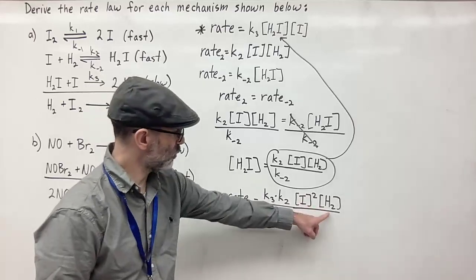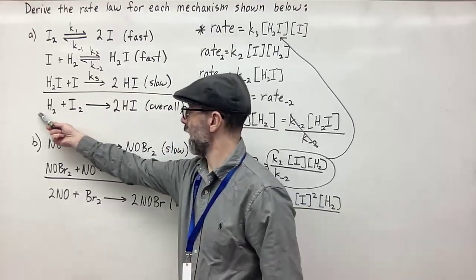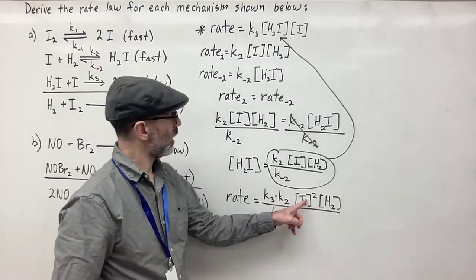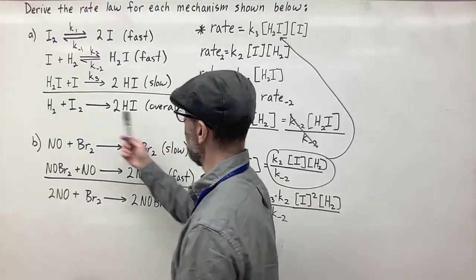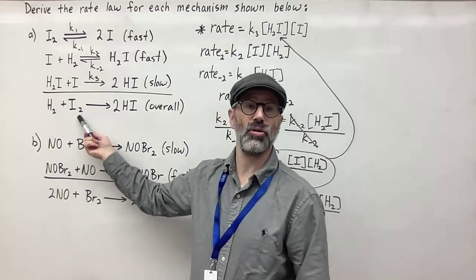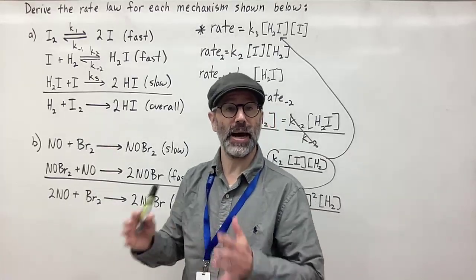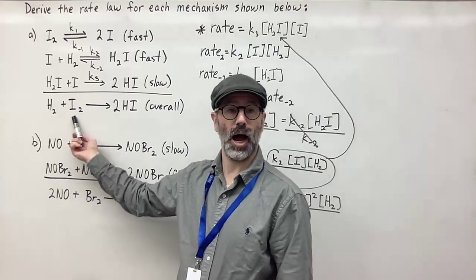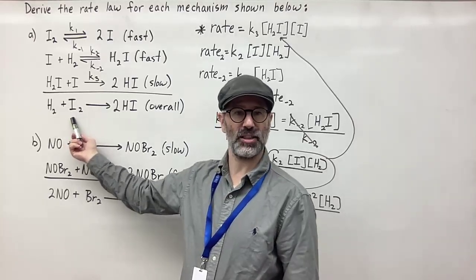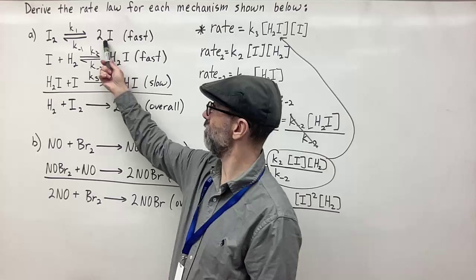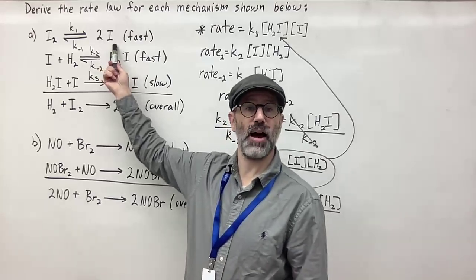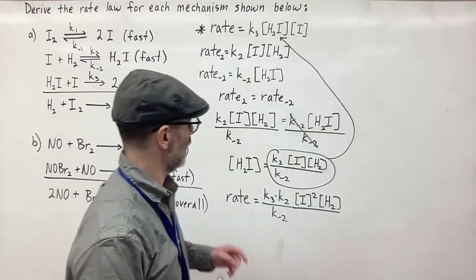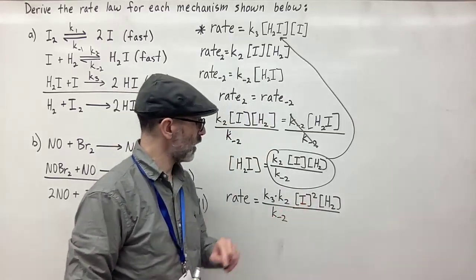We have H2, which is in our overall reaction, but now we still have this I, right? We have I, which is not in this reaction. We have I2, but that's not the same as having I by itself. Here we have the molecular diatomic iodine in the I2 form, but here we have I as separate atoms, which is what we don't want in our rate law. So we have to get rid of the I here.